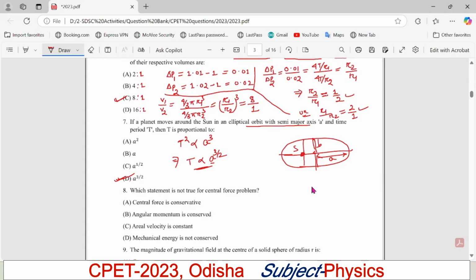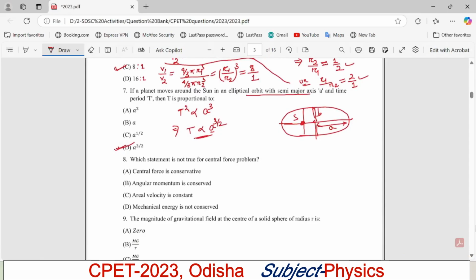Now the next question, question number 8: which statement is true for a central force problem? But here I suggest to all of you that you do not forget Kepler's first and second laws also. This question belongs to Kepler's third law. The first law says the earth is rotating about the sun in an elliptical orbit, and the sun is one of its foci. The second law belongs to areal velocity: areal velocity is constant.